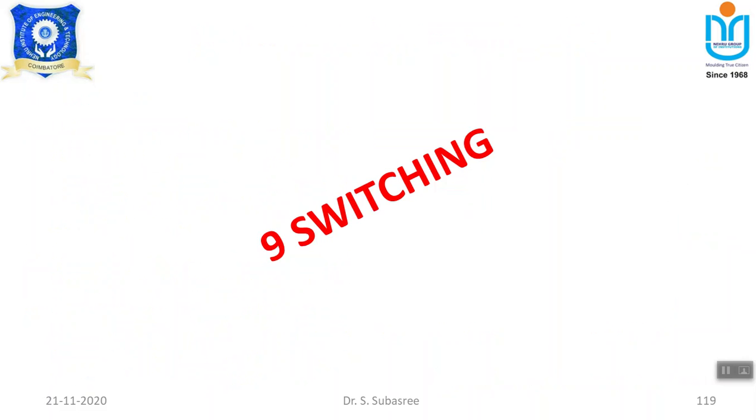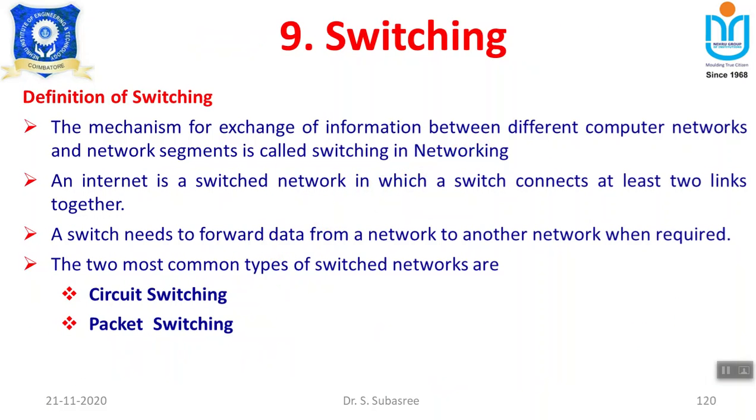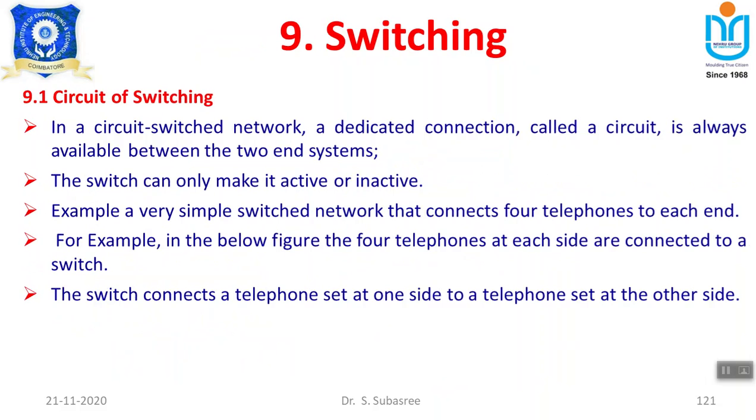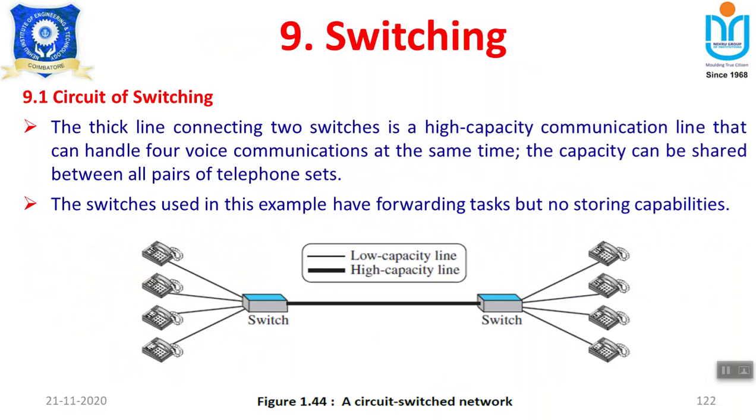And the last one is switching. Switching is classified into two categories. One is called circuit switching and another one is called packet switching network. We'll see the difference between these two.